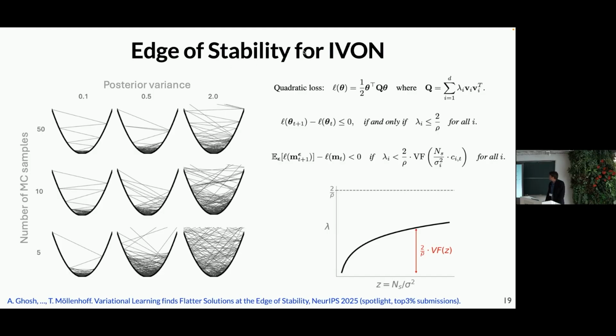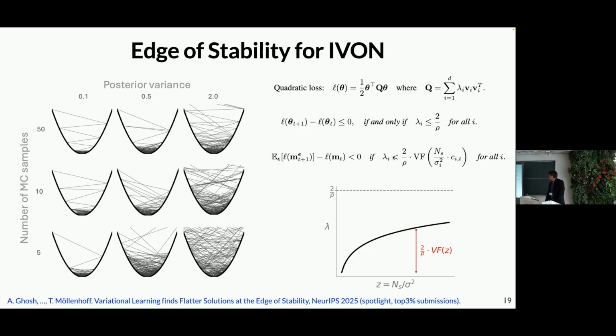In IVON, we have an additional noise injection. So we have this kind of posterior variance. And as you can see, if I increase my posterior variance, then the whole process becomes more unstable, and I escape easily from a quadratic that gradient descent would actually converge to. And there's also the number of samples used in that estimator. If I increase that, it gets more stable. So few MC samples and large variance is the most unstable regime.